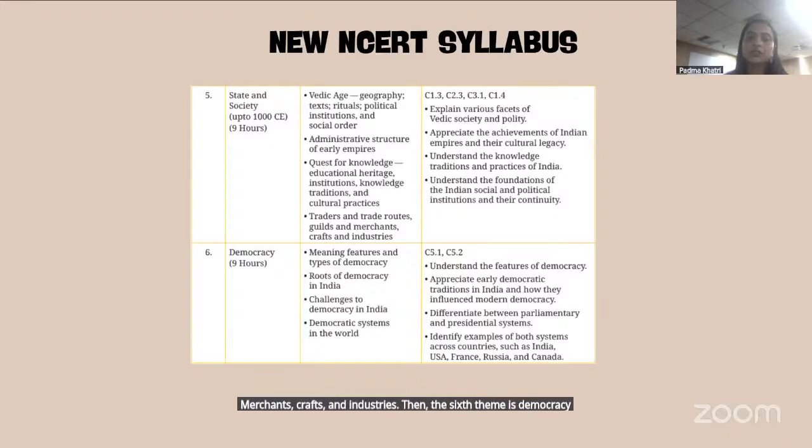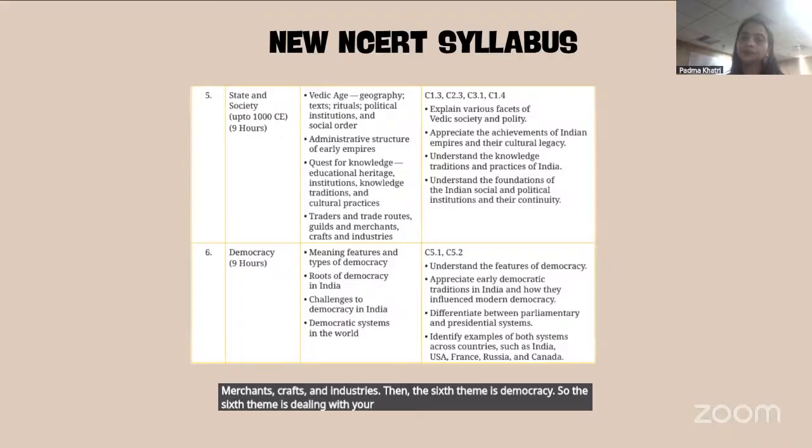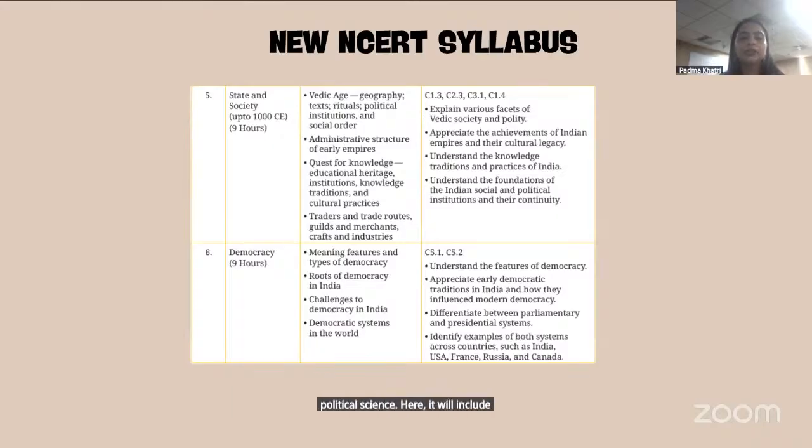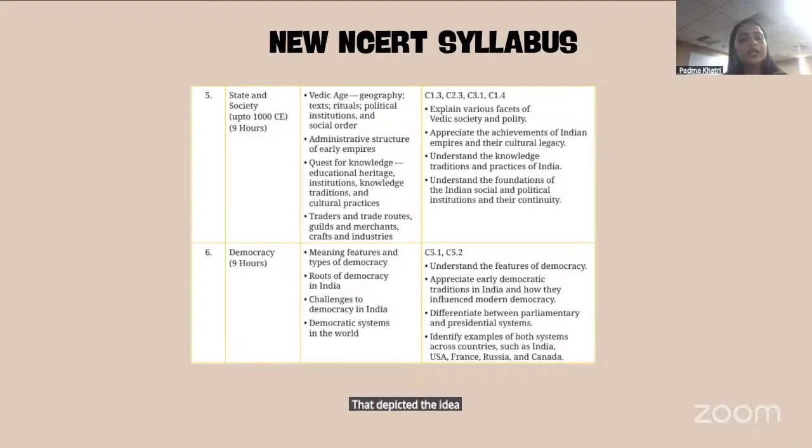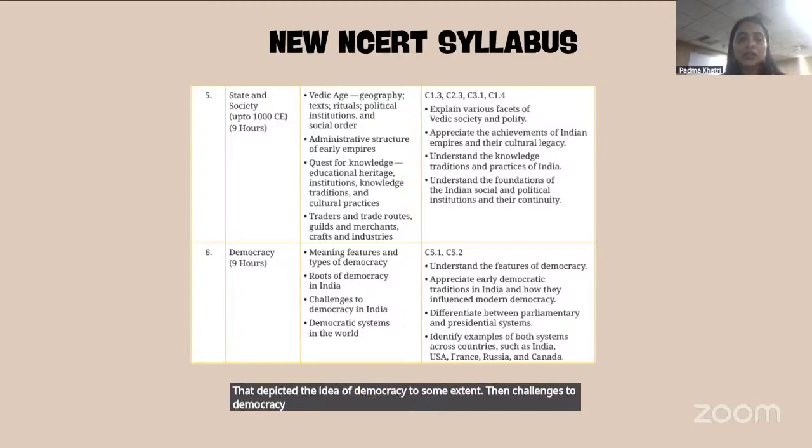The 6th theme is dealing with your discipline, political science. Here, it will include the meaning of democracy, the features of democracy, types of democracy, roots of democracy in India that we have discussed, right? The Mahajanpadas, Sanghas, assemblies, republics, how they used to have all those different sabhas that depicted the idea of democracy to some extent. Then challenges to democracy in India, democratic systems in the world.